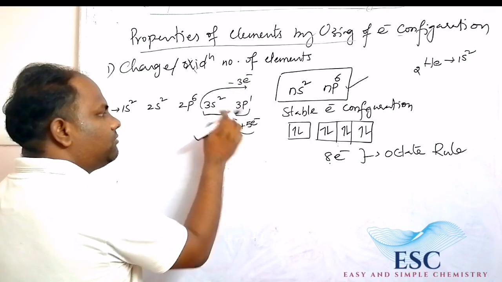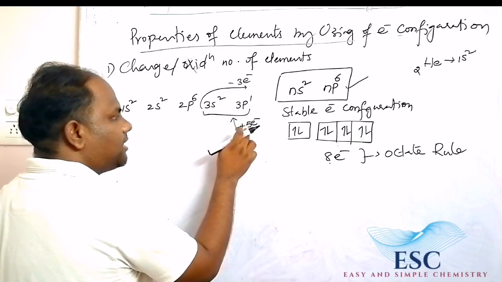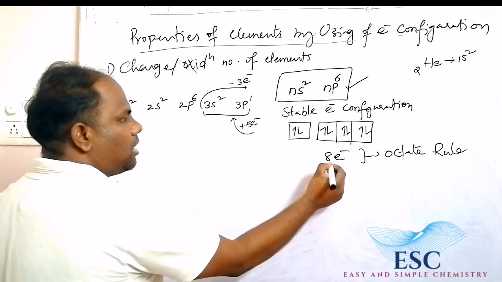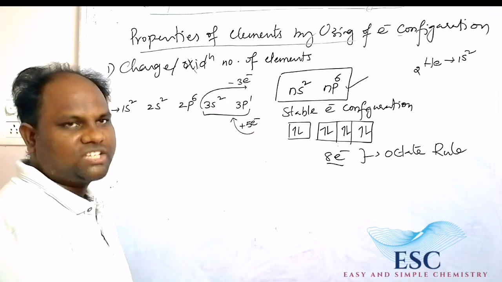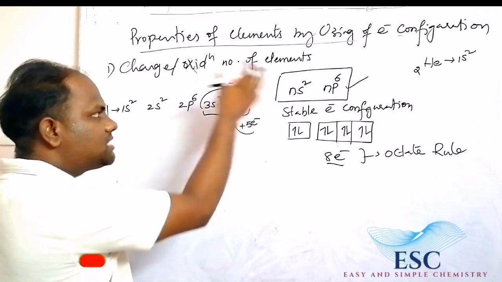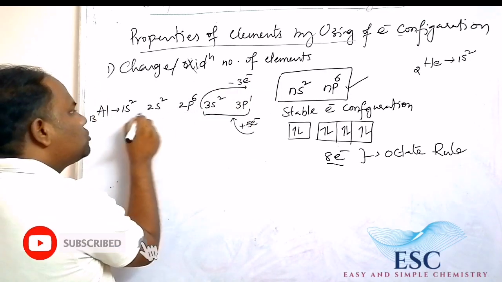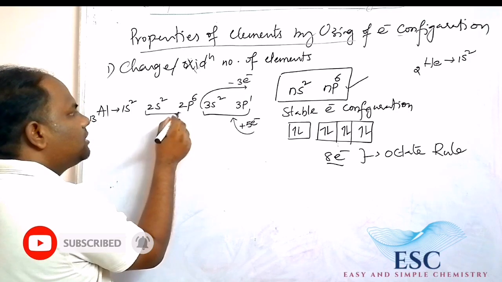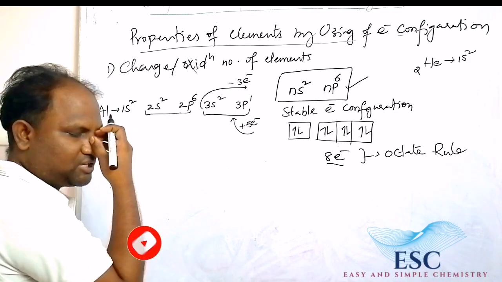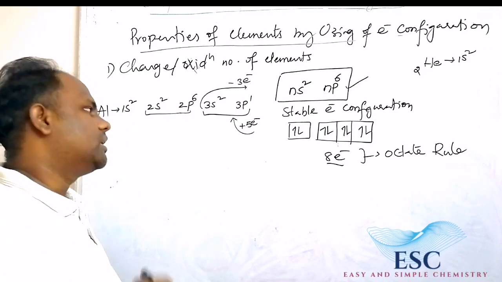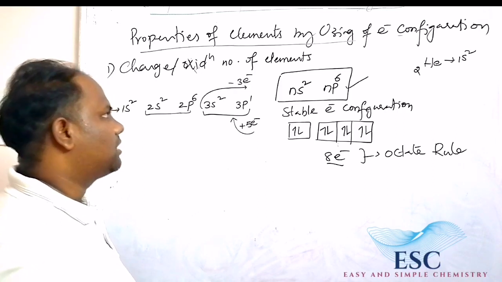Accepting 5 electrons, 3 plus 5, gives 8 electrons, which shows the octet rule. It becomes stable. Or removing these 3 electrons, it will show the neon electronic configuration. These 2 orbitals can show the octet rule. That is also a stable electronic configuration.